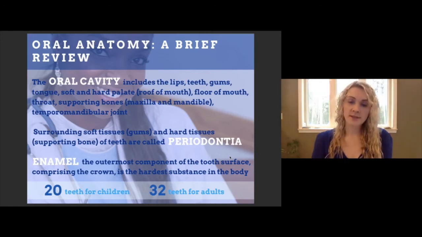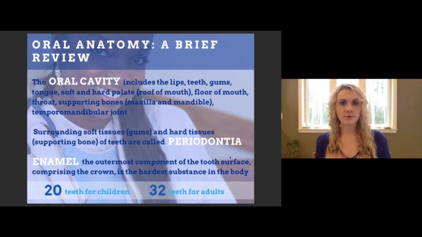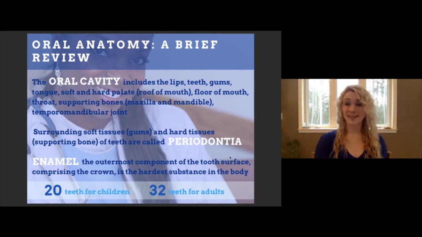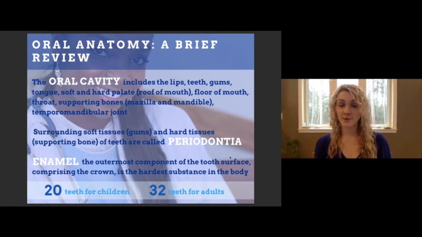Surrounding soft tissues, gums, or hard tissues, like bones, of the teeth are called periodontia. And importantly, enamel is a term you hear often, and that's the outermost component of the tooth surface. It comprises the crown of the tooth, and it is the hardest substance in the entire body. Just remember, teeth for children, there are 20, whereas teeth for adults, there are actually 32. Yep, we get 2 sets. We are very lucky. And I know this is a lot of information, but we'll go into more detail as the lectures go on.